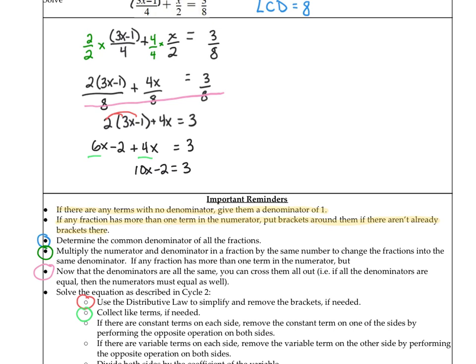Then, if there are constant terms on each side, remove the constant term on one side by performing the opposite operation. On the left side, we have to remove the constant term. The opposite operation of minus 2 is to add 2 to both sides. So then you get 10x equals 5.